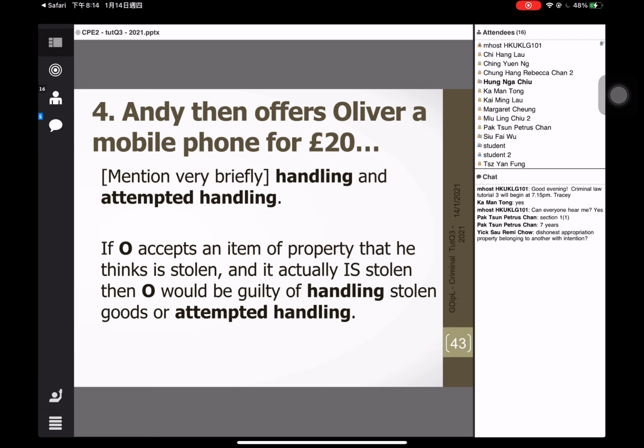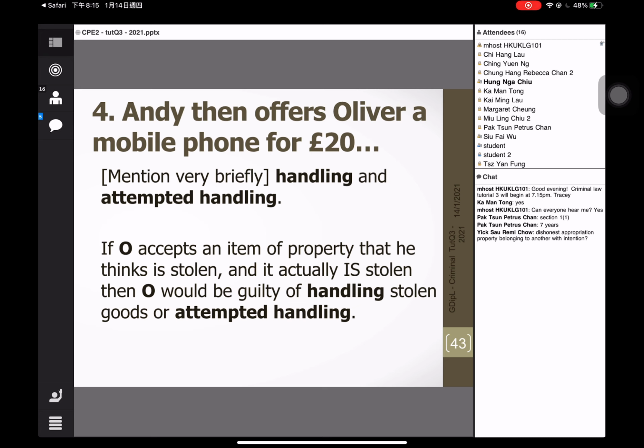So this is just a mention point, and I don't think it should be in the question, to be honest. So potentially the mobile phone is offered to Andy for a gross undervalue. So the hint is that this should be handling stolen goods, and we don't know whether the phone is actually stolen or not. So if it is stolen, no problem, it can be handling stolen goods.